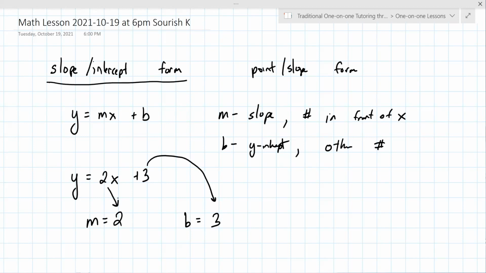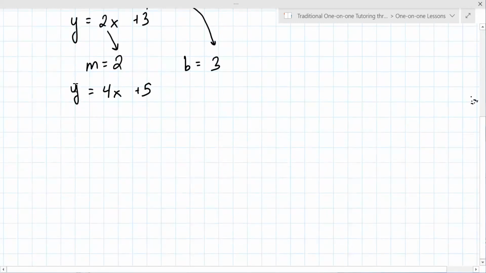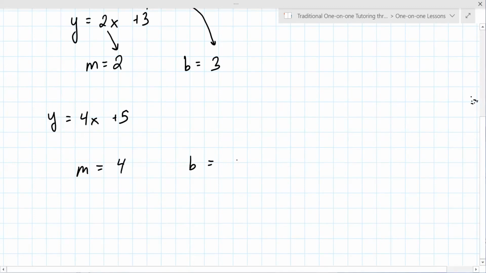Okay, so let's try another one here. As you know, we do a lot of practice together. Let's say I give you y equals 4x plus 5. What is the slope and what is the b value? 4 is the slope, and the b value is 5. Very good.